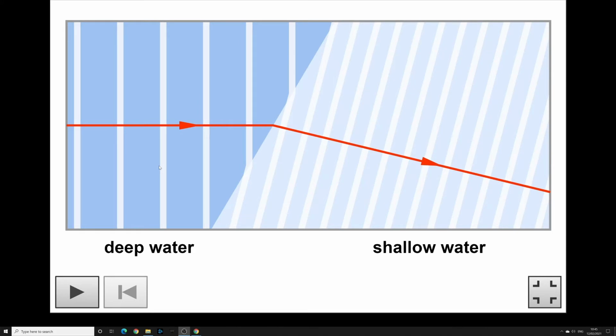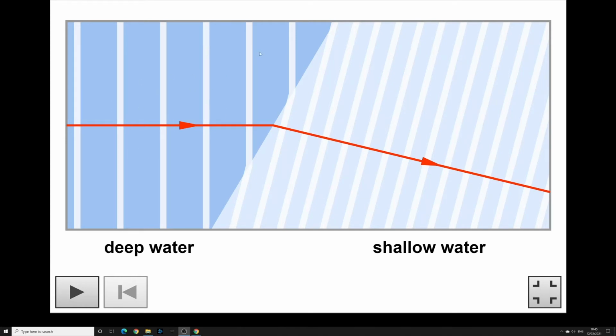You've got deep water this side and shallow water this side. Shallow water means there's more friction on the bottom of the wave because the water is shallower. It's nearer to the bottom of the container. Therefore, there's more friction, which will make the wave slow down. So in this part of the water, the wave is moving slower than in this part of the water.